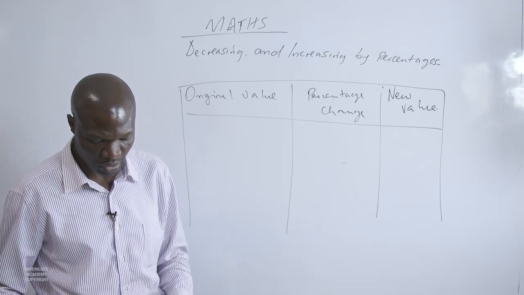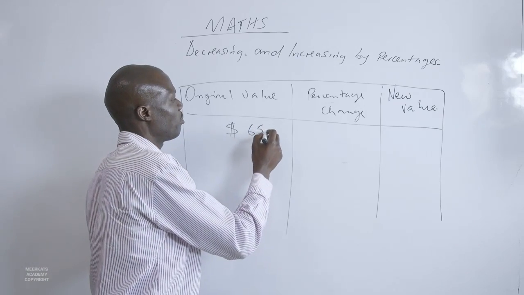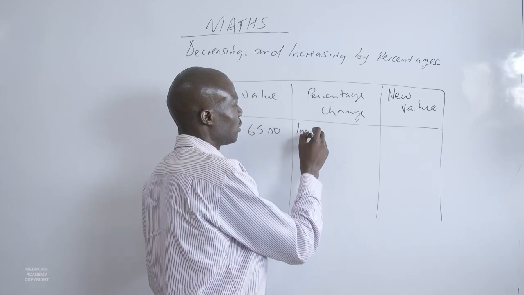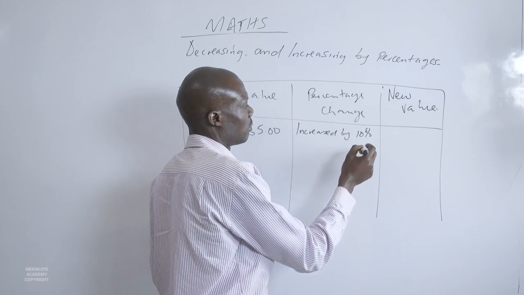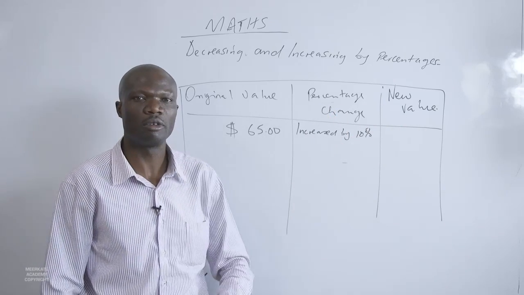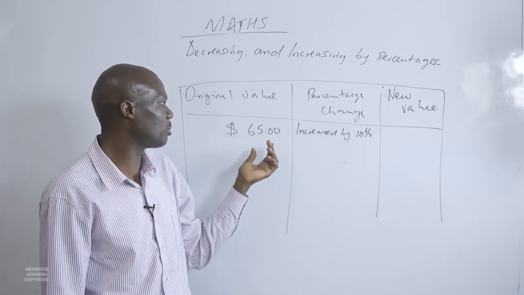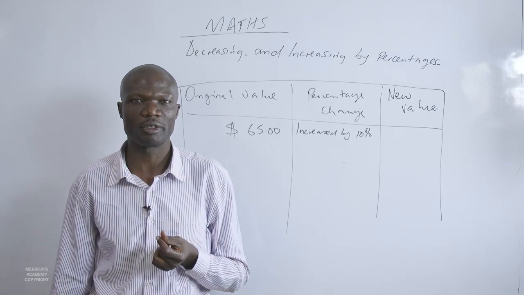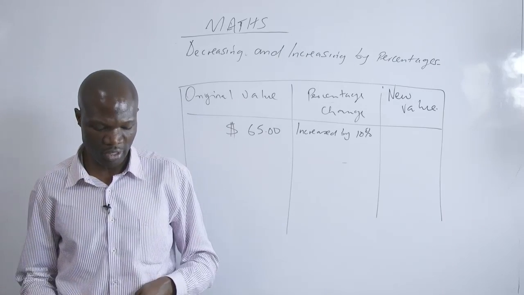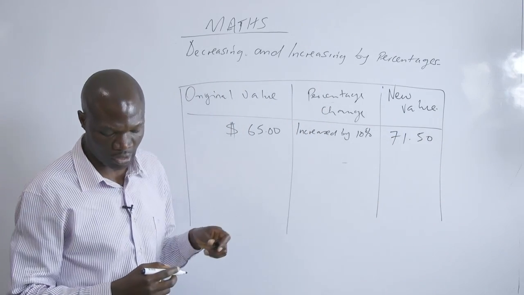For example, in dollars, if you have $65.00, and you are told it is increased by 10%, what will be the new value? The total percentage is 110%, and you simply take 10% of this, which you find is 6.5, and then you add $6.5 to 65, and you'll get $71.50.